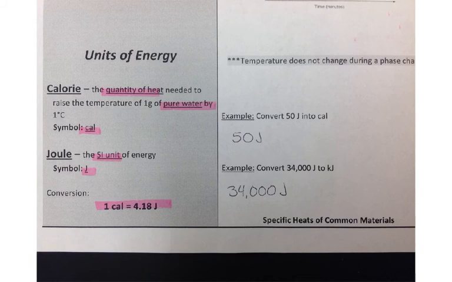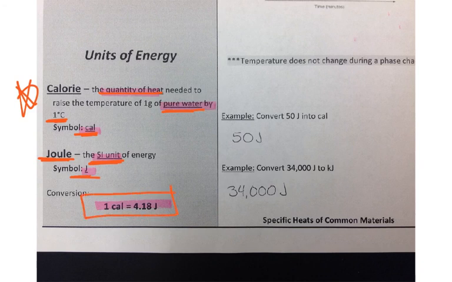Now, units of energy. Some important units of energy: the calorie, and this is basically the quantity of heat needed to raise the temperature of 1 gram of water by 1 degree Celsius. Test question right there, so kind of star that guy. The symbol for that is cal. Another unit of energy that we use is the SI unit of energy, which is the joule, and it has a symbol J. And you will have to be able to convert between calories and joules.